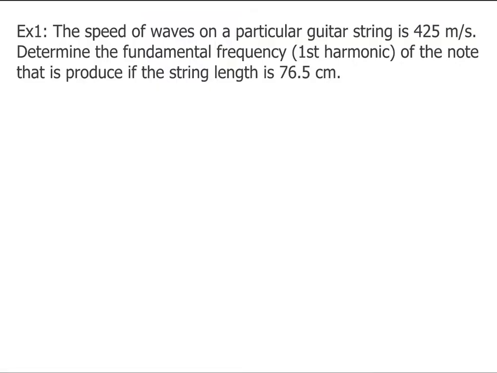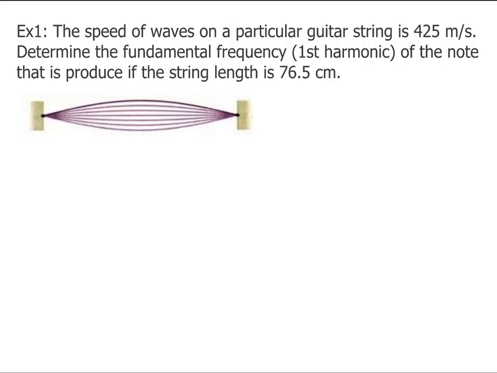Let's take a look at an example of what I mean by this. So imagine that we have a particular guitar string where for whatever reason we know the speed of the waves based on the tension and the type of string being used. Let's determine what the fundamental frequency is, what the main note will be, if the string has a length of 76.5 centimeters. So first of all, we want to picture that fundamental waveform.